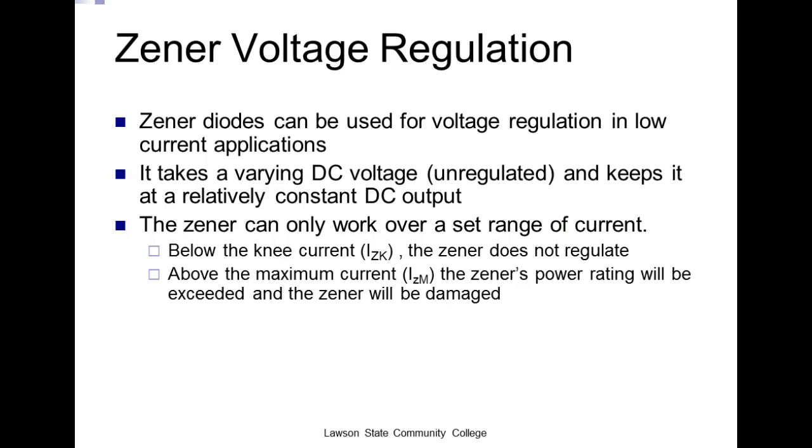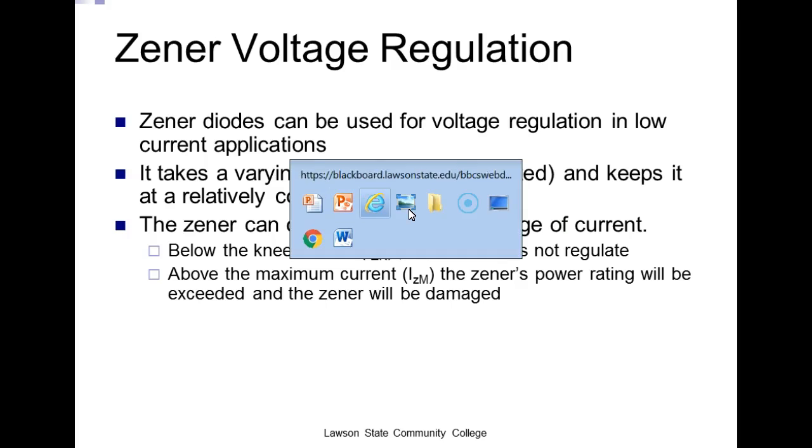Now, Zeners can be the actual voltage regulation for low current applications. But what we can do is use the Zener voltage as a reference and use it to drive other devices that handle higher current levels. Later on, we'll look at bipolar transistors. So I could use the Zener as the reference for the bipolar transistor, and the bipolar transistor could run the load. That makes sense.